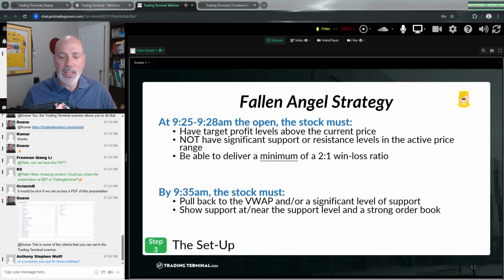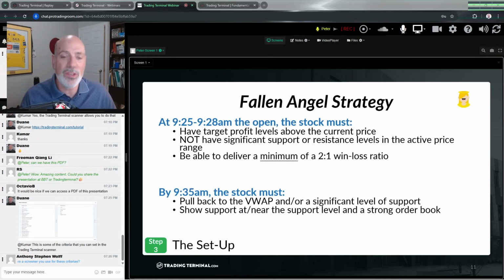Okay? Second item under this section, I'm looking to show support at or near the support level with a strong order book. This specifically means that once it gets to the level I've identified for the low, where that pullback goes to, I want it to halt. It doesn't have to halt for a long period of time.